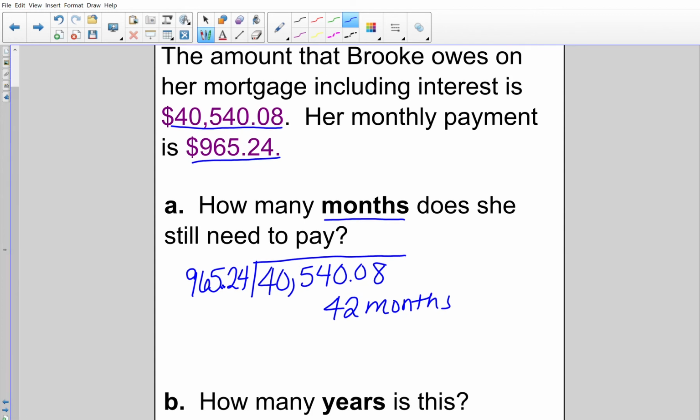Now, we want to know how many years this is. In order to decide how many years this is, we're going to take 42 and divide it by 12, because there are 12 months in a year. And so we would have 3.5 years is what she would still owe.